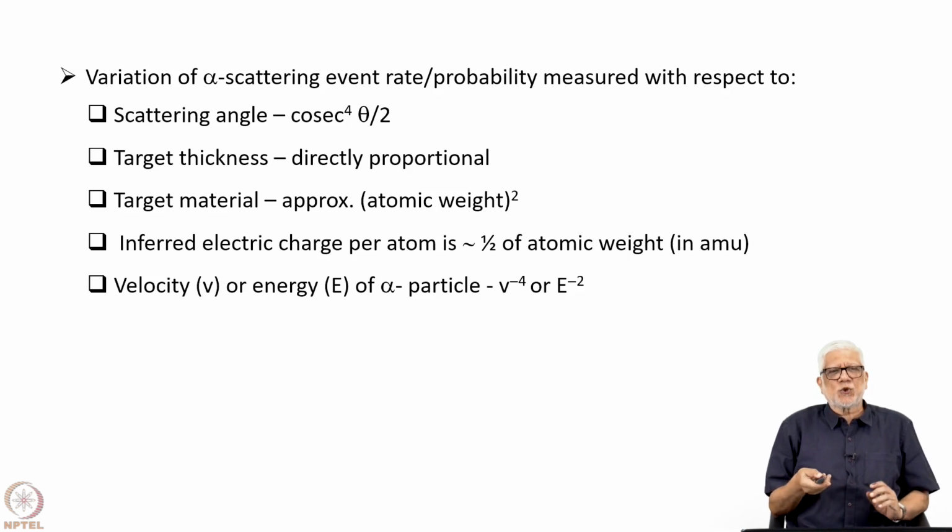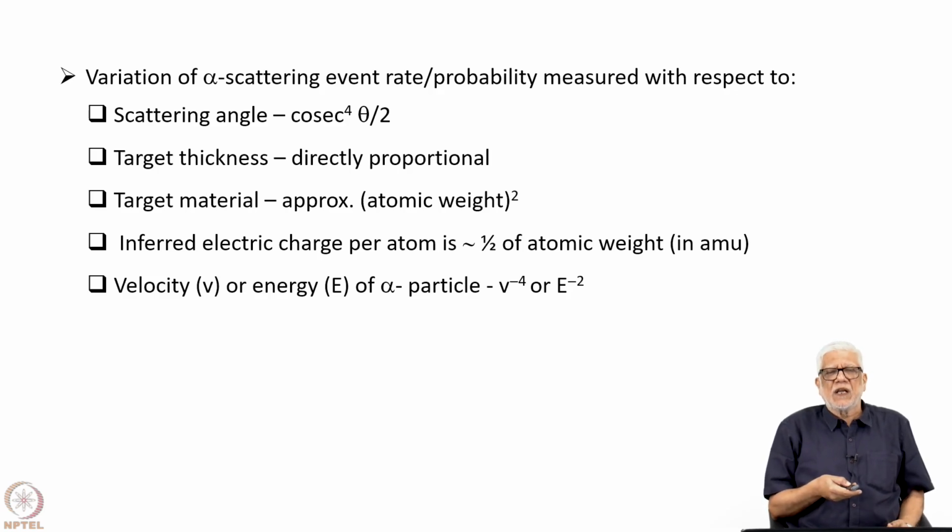It is directly proportional to the target thickness within, of course, a limited range. Of course, if you put too thick a target, it will stop or radically change the energy of the alpha particle that comes out of the target. They did this also studying various target materials, and the scattering at large angle actually goes like the atomic weight squared. The inferred electric charge per atom is about half of the atomic weight in AMU.